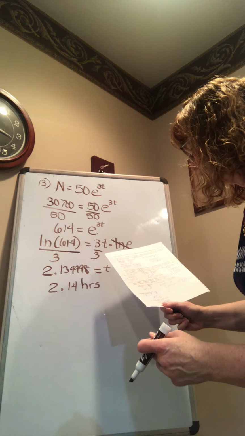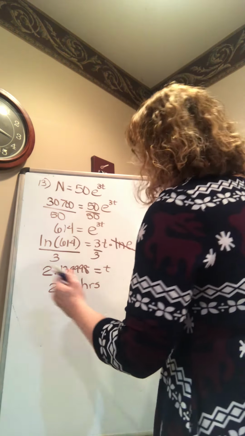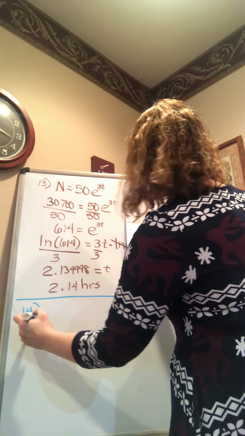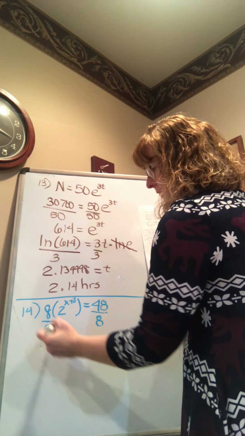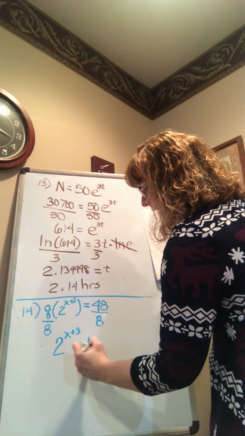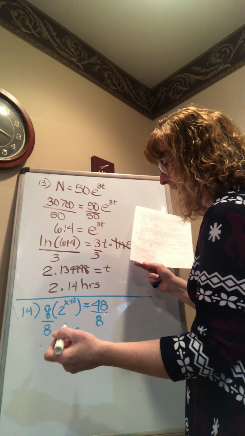And they want a solution for 14 to this equation. So number 14, 8 times 2 to the x plus 3 is equal to 48. Now I would divide by 8. And I would have 2 to the x plus 3 is equal to 6. And so now what I would do is put a natural log on both sides.